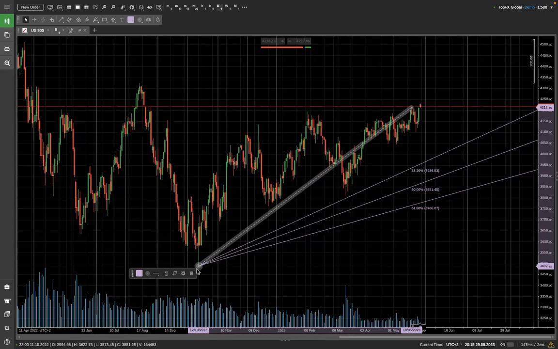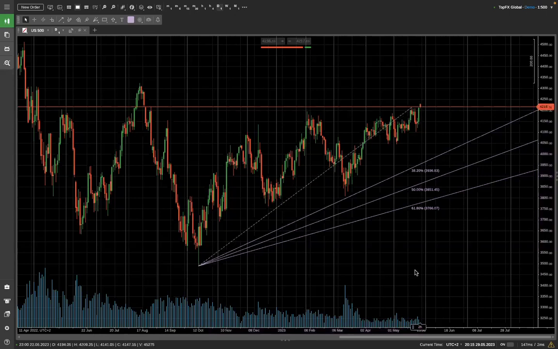We are taking into account over half of the year time period, 12 of October, 11 of May. Okay, 8 months. 38% of the Fibonacci retracement in price and time on the Fibonacci Fan is 3,935. Then 50%, 3,851, and 61%, 3,766.